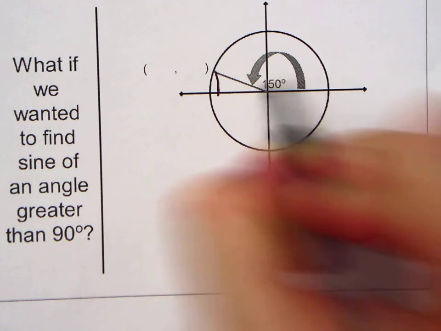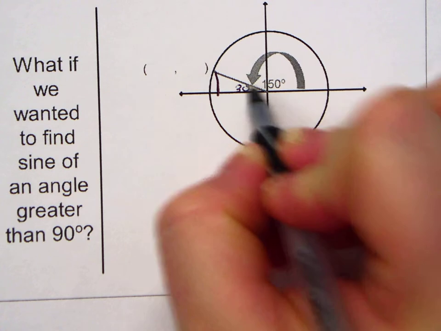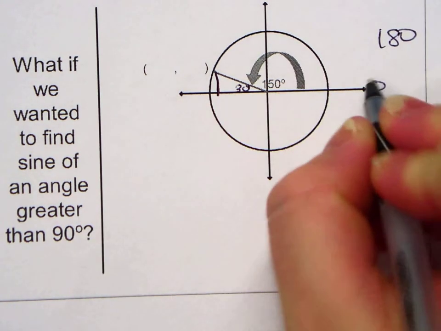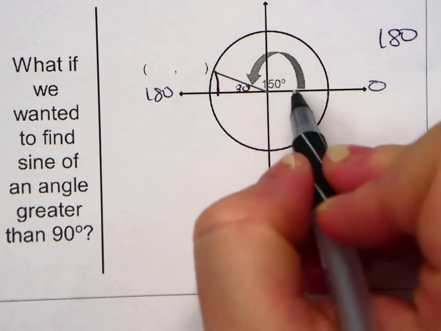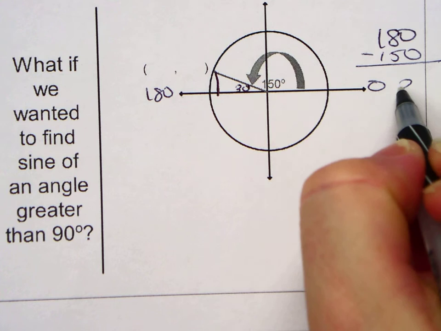What angle goes right here? 30. How did you get that? 180, right? This whole thing is 180. This is 0, 180. This whole thing's 180. Take that 150 away, and you're left with 30.